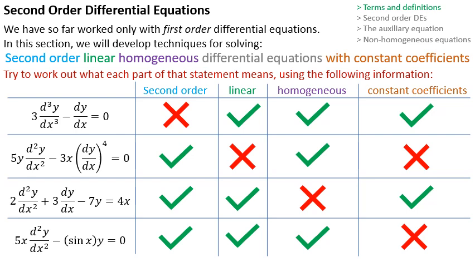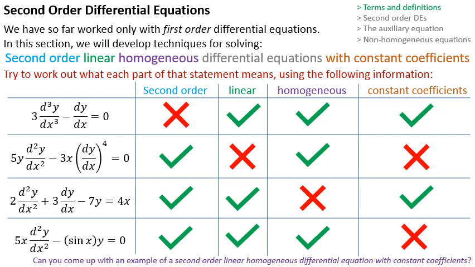Based only on that information, these examples and non-examples of each of the different properties, I'd like you to have a think and jot down your best description and explanation, or it might just be your best guess at this point, of what each of those 4 categories means. And then see if you can come up with an example for yourself of a differential equation that does satisfy all 4: second order, linear, homogeneous, and has constant coefficients.